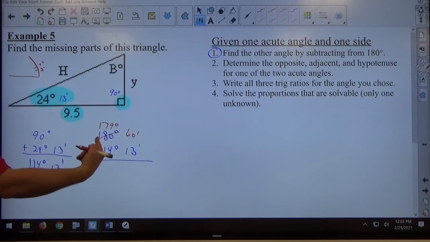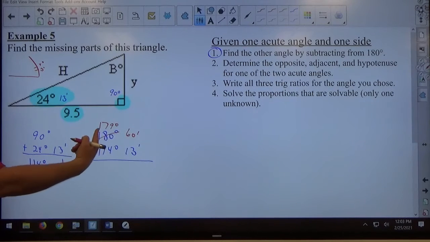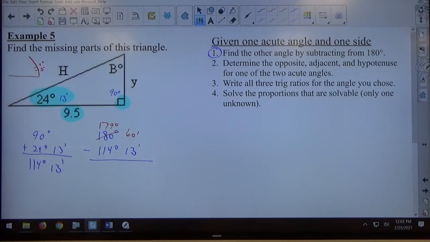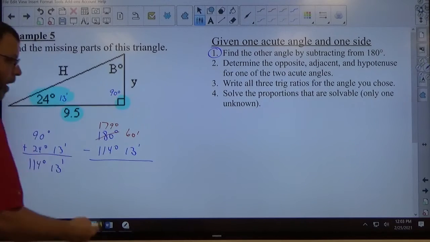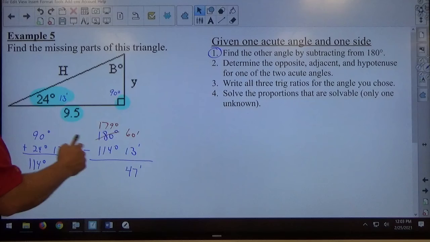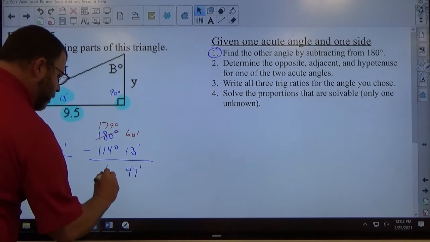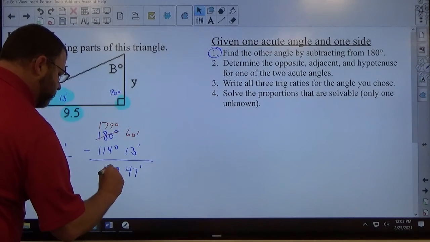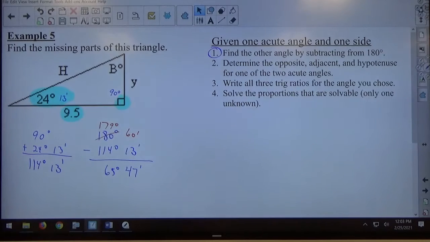So we're borrowing 1 degree off the 180, so the 180 becomes 179, 1 less degree, and that 1 degree is equivalent to 60 minutes. And again, that's how the borrowing works. That allows us to subtract. So 60 minus 13 makes 47 minutes, and 179 minus 114 makes 65 degrees. So 65 degrees, 47 minutes.